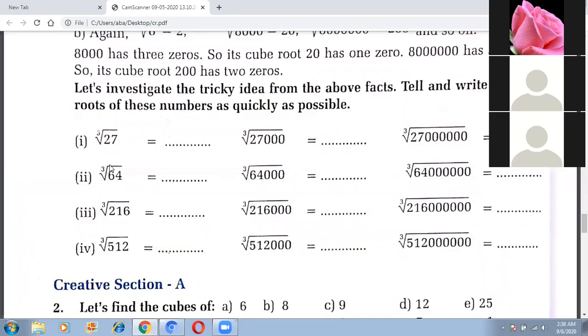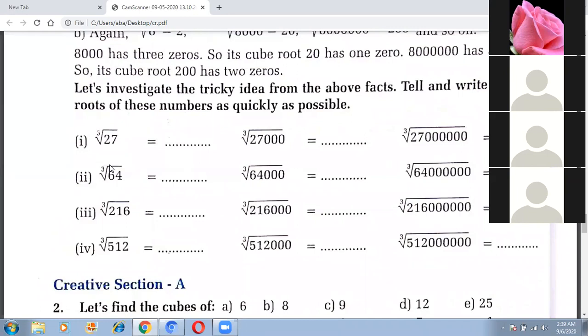What is the cube root of 27? 3. Now what is the cube root of 27,000? 30. What is the cube root of 27 lakhs? 27 lakhs, 2 crore 70 lakhs. 300. Yes.